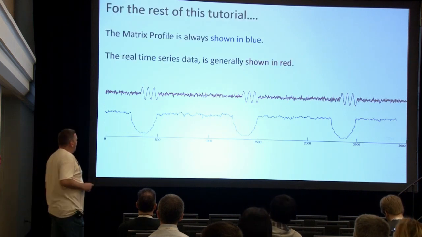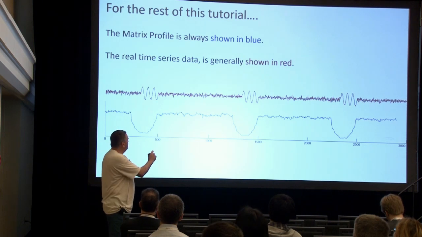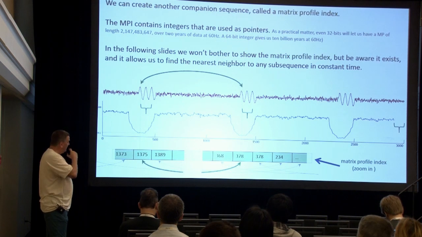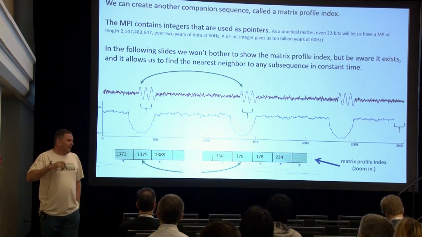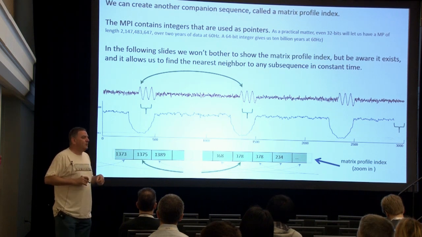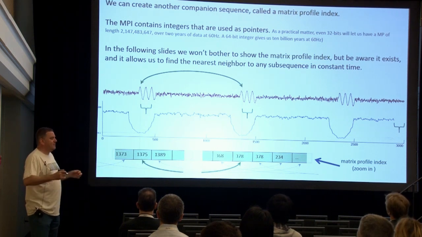So for the rest of the tutorial, I'll typically show the matrix profile in blue and the regular time series in red. The matrix profile by itself tells you simply how far things are from their nearest neighbors. It doesn't tell you where the nearest neighbor is. And so we're going to actually remember that too.